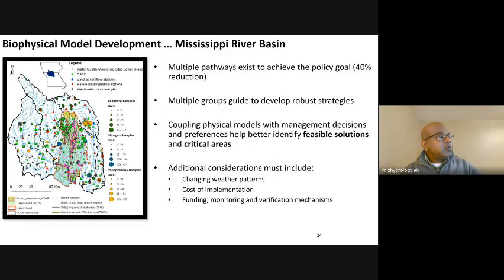So broader conclusions are there are multiple pathways that exist in order to address these pollution issues. There are robust strategies that we can develop. One of the ways is to identify critical source areas that contribute the most pollution and then start implementing these strategies in these areas, right? And then there are other implementation issues that we need to consider, such as funding, monitoring and verification mechanisms, things like that, right?